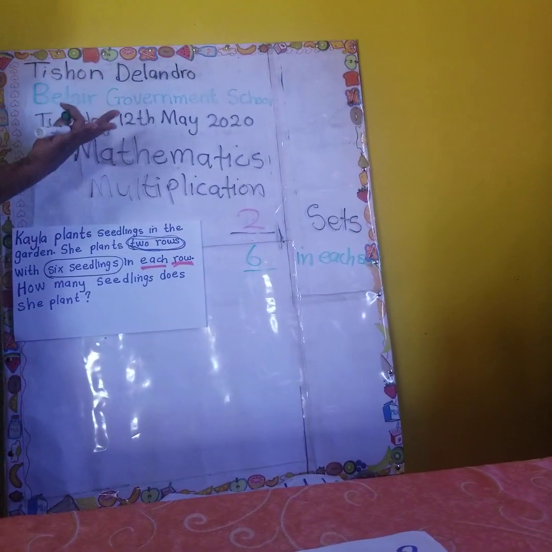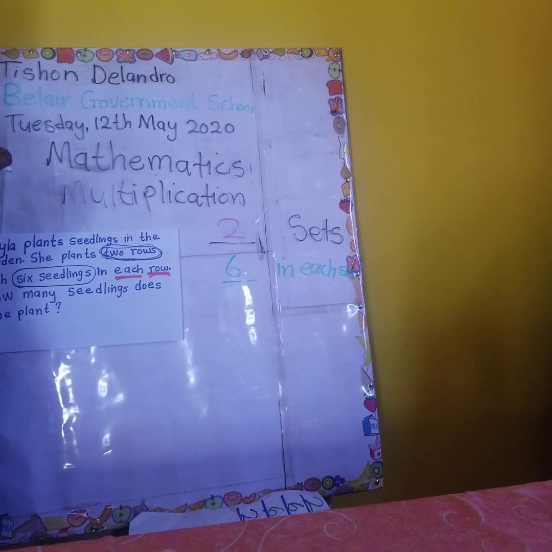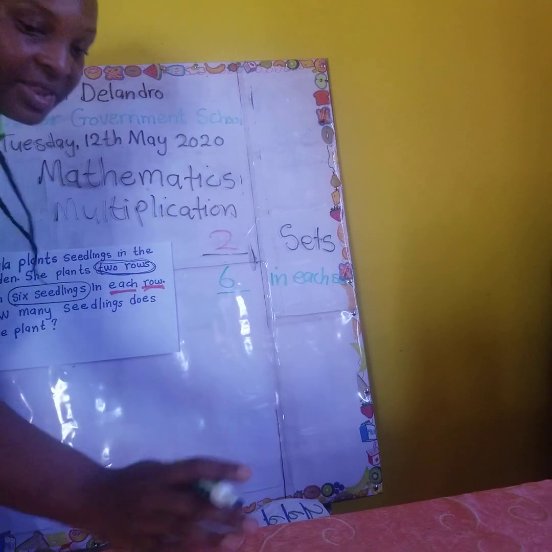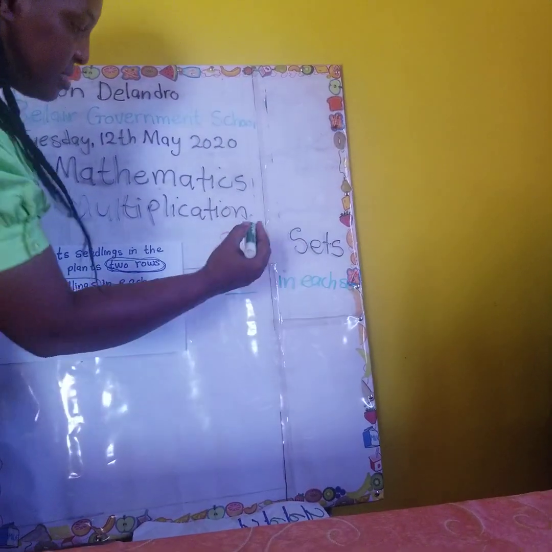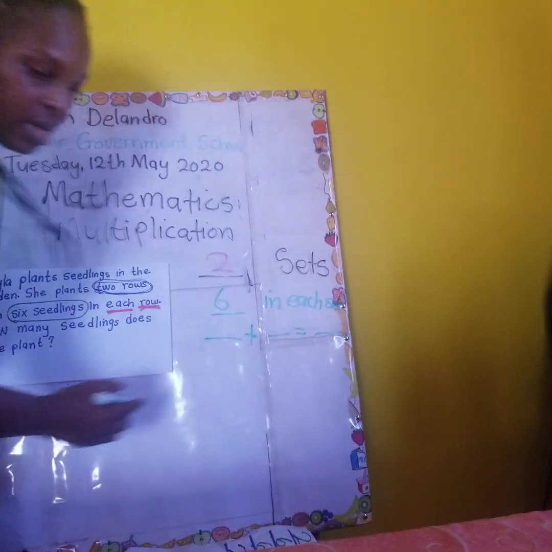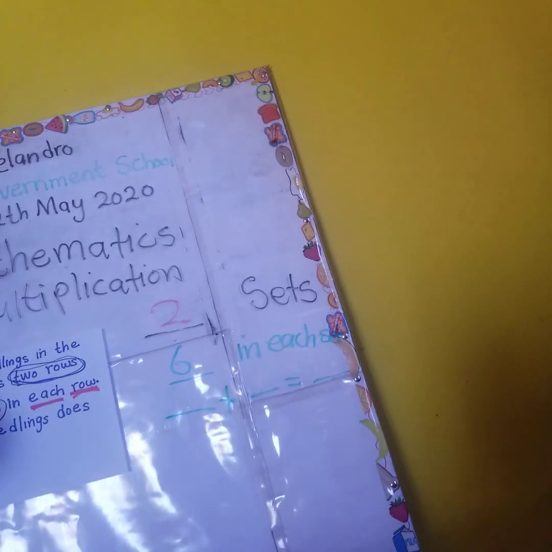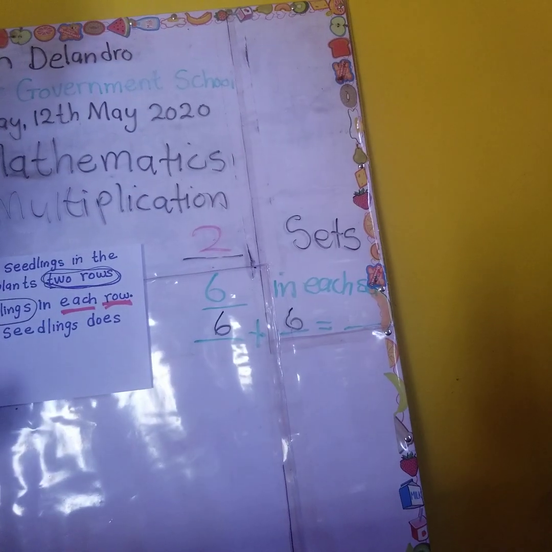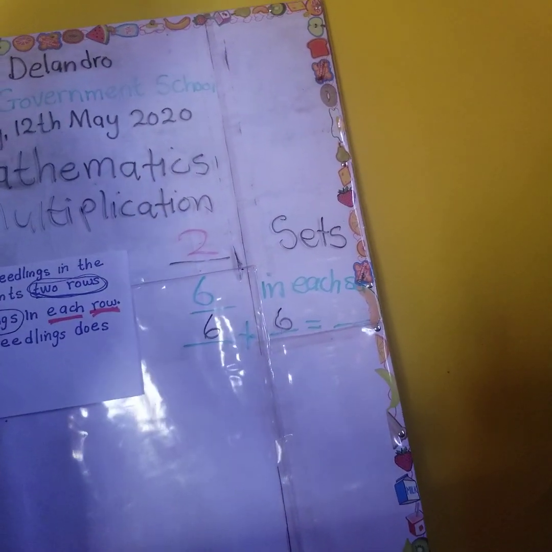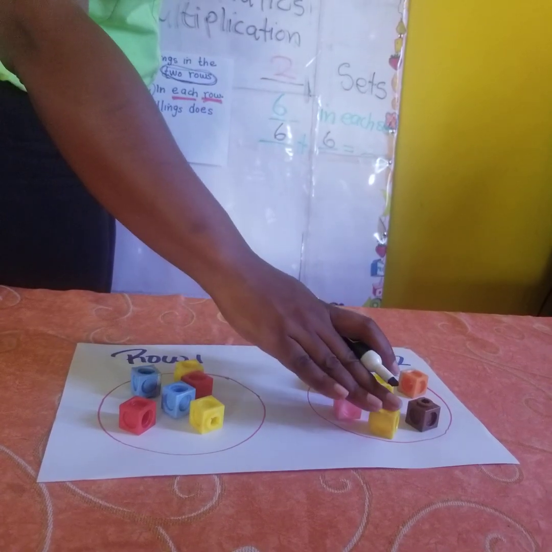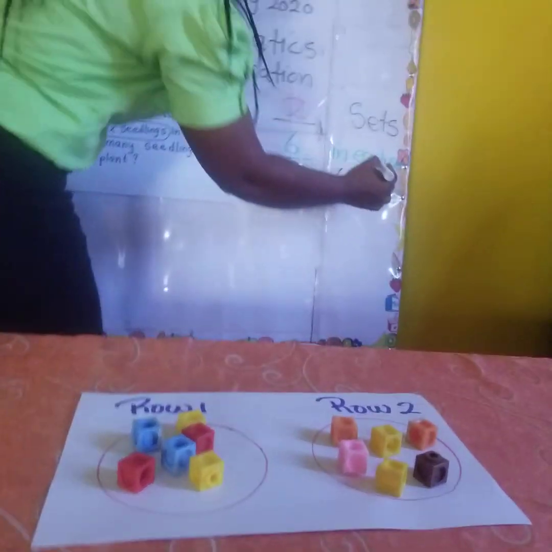And now we're going to add. But what do I have to add? I have to add the number in each set. And how many sets do we have? 1 set, 2 sets. So we have to add something plus something is equal to something. 6 plus 6 is equal to 12. Very good. Let's just count to make sure we got 12. 1, 2, 3, 4, 5, 6, 7, 8, 9, 10, 11, 12. Awesome.